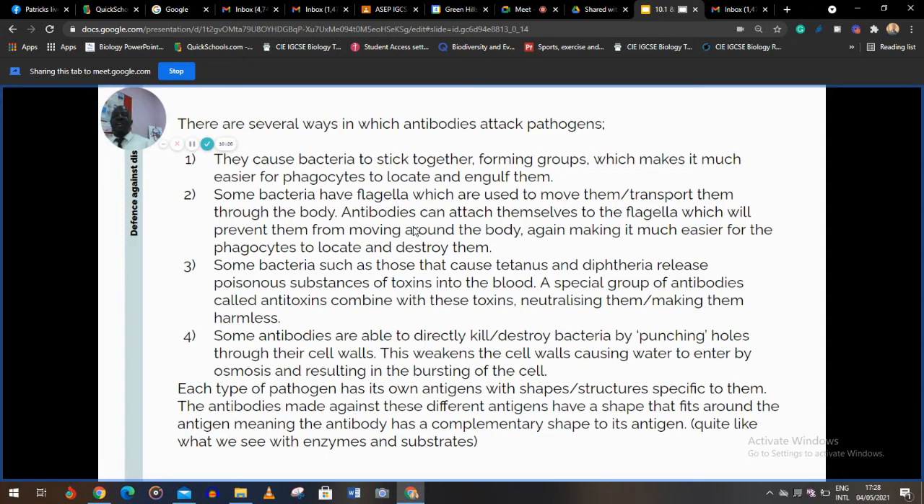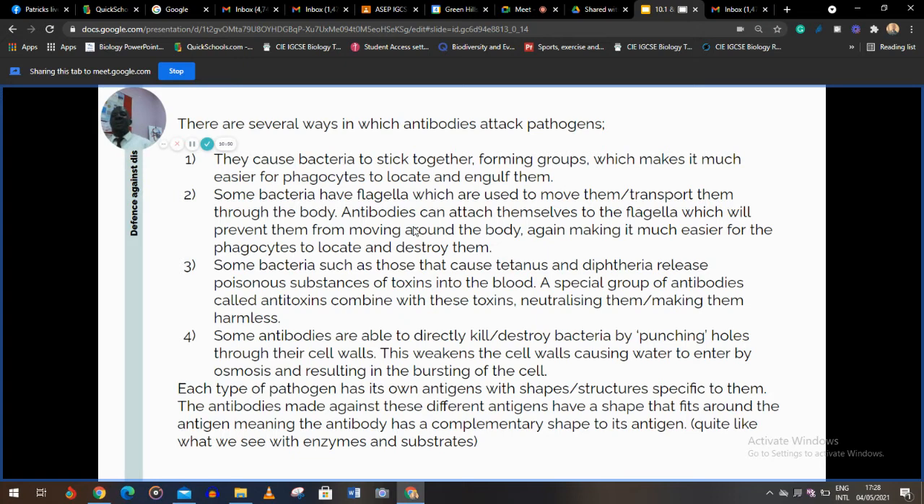That is, antibodies come and get these bacteria, put them together in a group, and this enables the phagocytes to come and engulf them at the same time. So the first way is putting them together to make it easy for the phagocytes to come and feed on them. Number two, how do they do it?